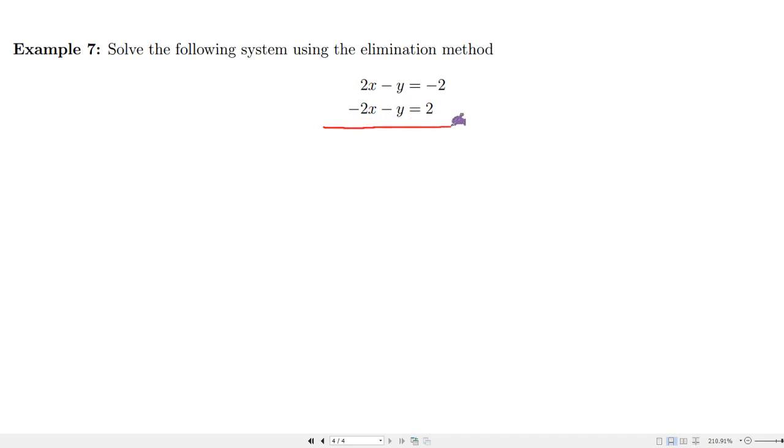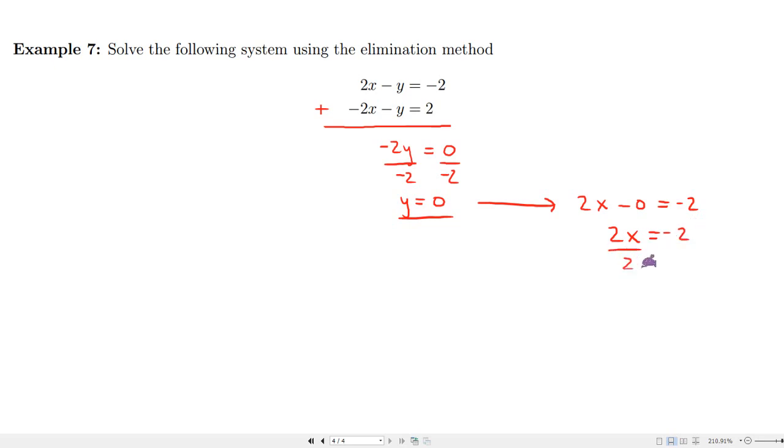do any of that. So I could just add them right now, and the x's are eliminated, and we have negative 2y is equal to 0. So then y is equal to 0. Now substituting this back into one of the equations up above, 2x minus 0 equals negative 2. So 2x is equal to negative 2, so divide both sides by 2, and x is negative 1. So that's our solution. So negative 1, 0.